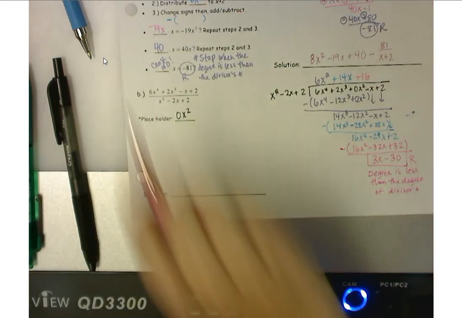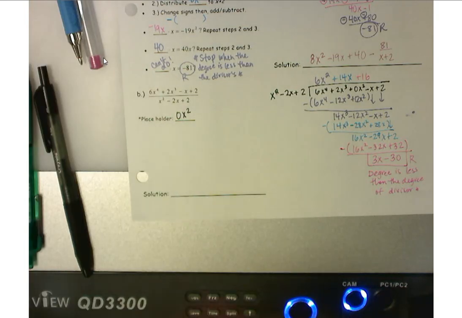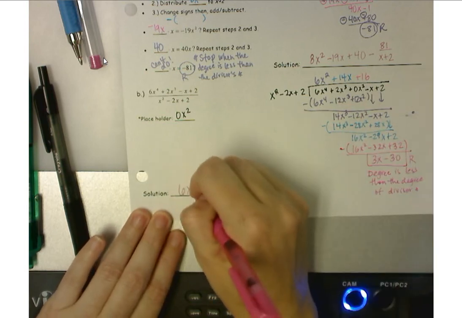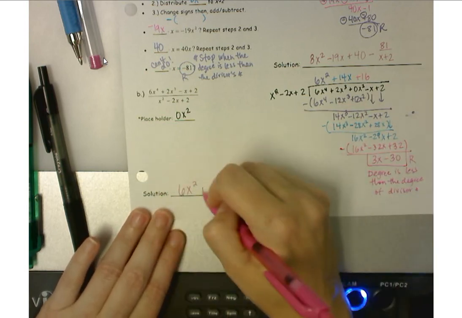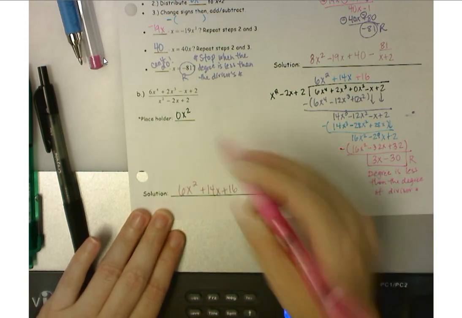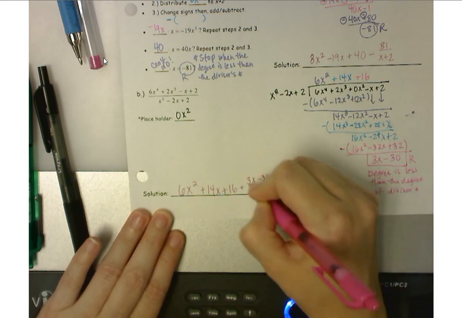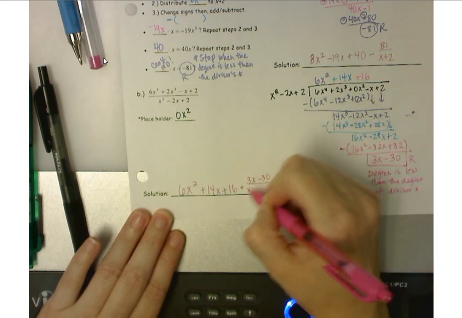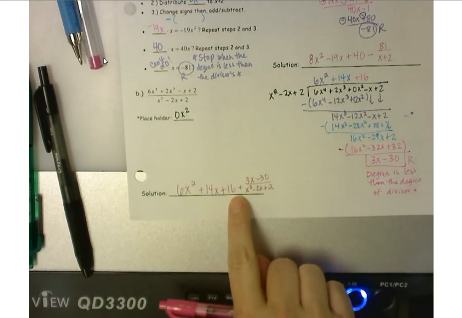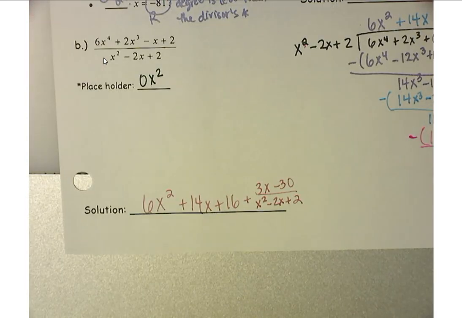Okay, and then let's see if we wrote this correctly in our alternate form. Okay, so your alternate form is going to be the quotient, which is on the top, so 6x squared plus 14x plus 16, and then because this is positive, it'll be plus 3x minus 30 over the divisor, which is x squared minus 2x plus 2. Double check that you do have the addition there, that you have all that written correctly, okay?